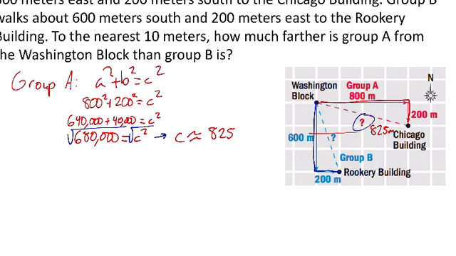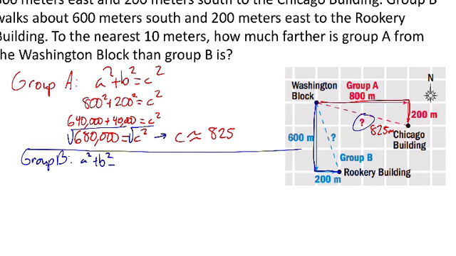Now we're going to do the same thing for Group B. So using blue for Group B, let's go through the same process, doing the two legs. Group B, let me draw a line to show that we're doing a different group. So Group B, using the same idea of a squared plus b squared equals c squared. So one of our legs was 600 squared plus the other leg of 200 squared equals our hypotenuse squared. We don't know what that hypotenuse is.